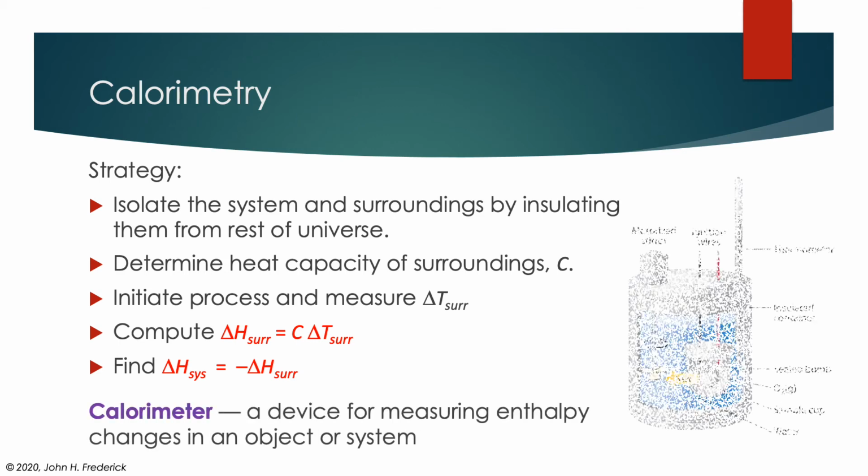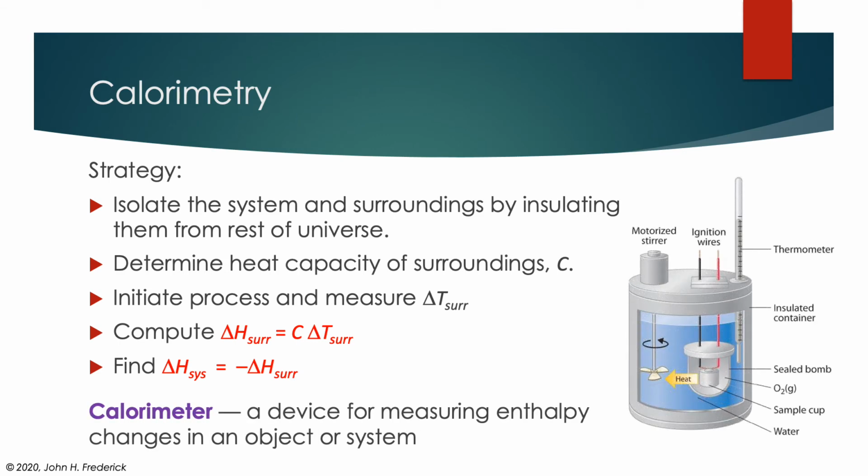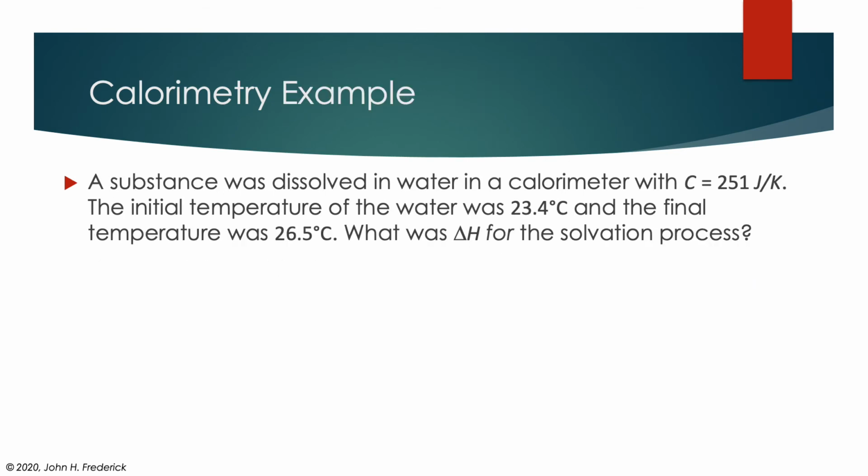Now, the instrumentation they use is something called a calorimeter, and it's basically a device that measures enthalpy changes in an object or system, and it does so very simply. It's measuring a temperature change of a fluid medium that surrounds a system that's either giving up heat or absorbing heat from it. So this picture gives you a little bit of a clue as to what sort of components are present in a calorimeter. Now let's look at an example problem to see if we can figure out how this works.